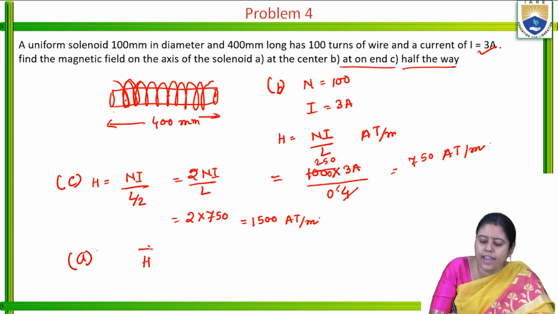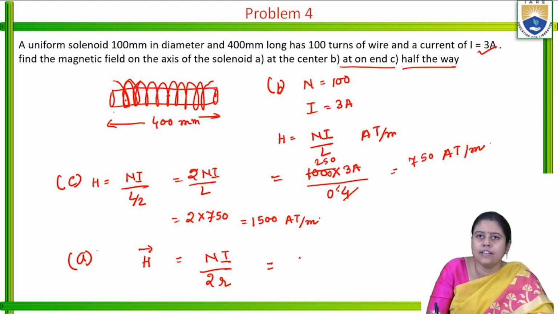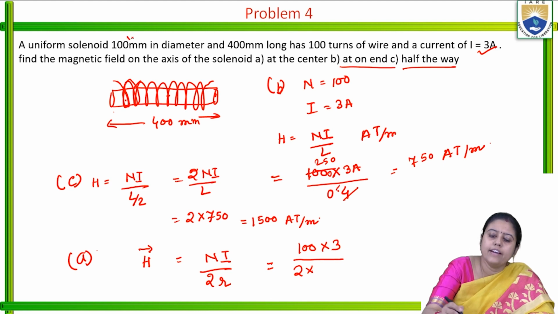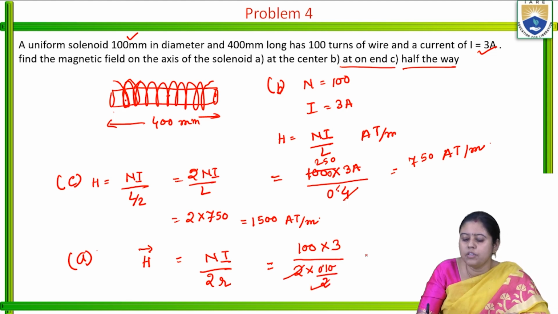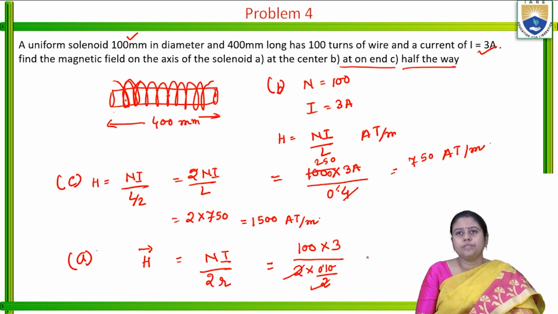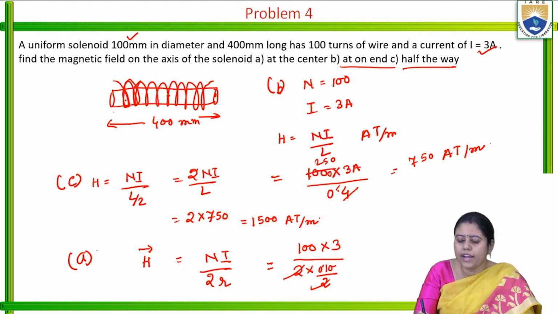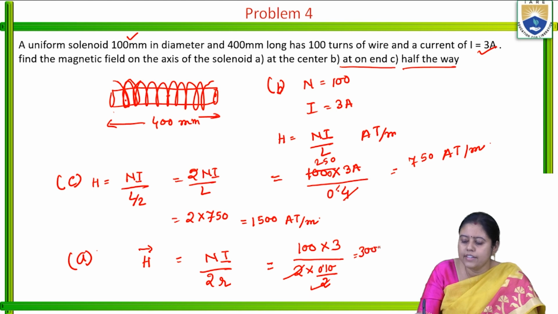See, H is equal to Ni by 2R. So what is the N again? N is the number of turns, 100. I is given as 3 ampere. 2, and what is the R? 100 millimeter in diameter means 0.1, divided by 2. So the 2 cancels out, and we can get the value at the center.